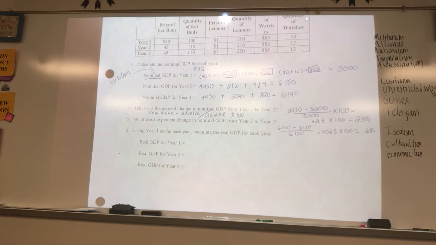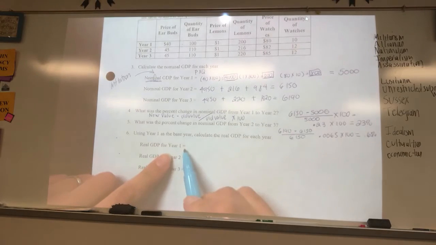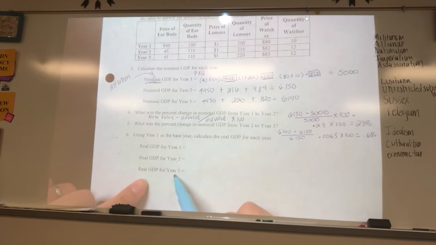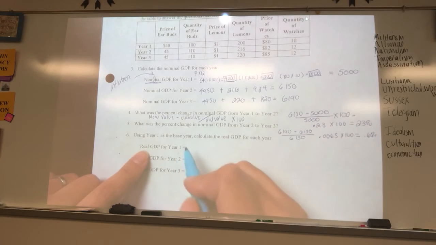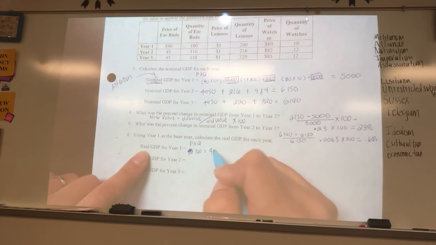So now what we're gonna do is calculate the real GDP. Let me show you how you calculate real GDP. I'm gonna do year 1 and year 2, and then you're gonna do year 3 on your own, okay? So year 1, all we do is we take the price times the quantity. So what is the first thing? Earbuds, right? What was the price for the earbuds? 40 times 100, right? That gives me 4,000.